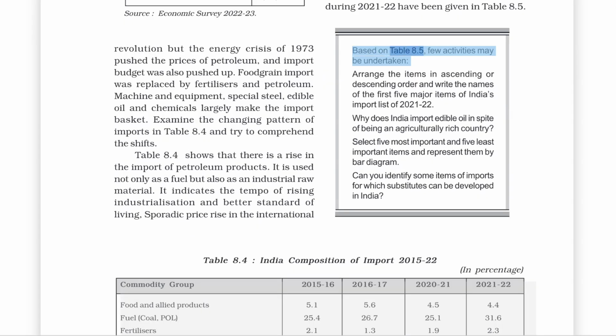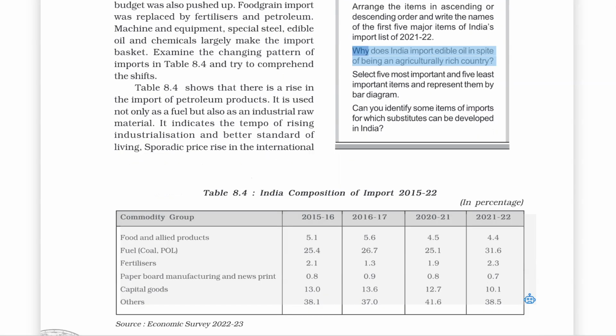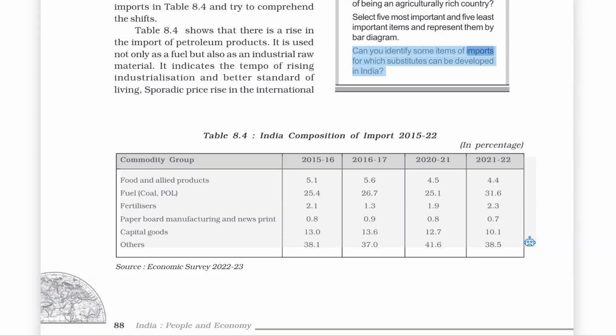The detail of Indian imports of some principal commodities during 2021-22 have been given in Table 8.5. Based on Table 8.5, few activities may be undertaken. Arrange the items in ascending or descending order and write the names of the first 5 major items of India's import list of 2021-22. Why does India import edible oil in spite of being an agriculturally rich country? Select 5 most important and 5 least important items and represent them by bar diagram. Can you identify some items of imports for which substitutes can be developed in India?